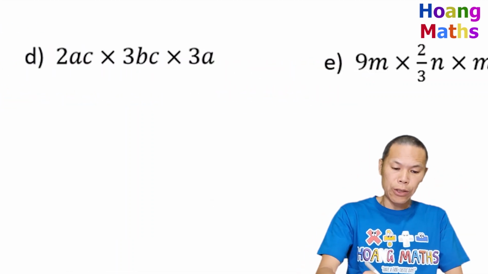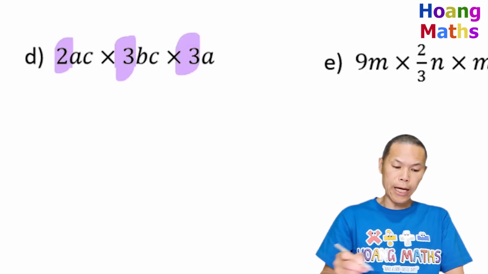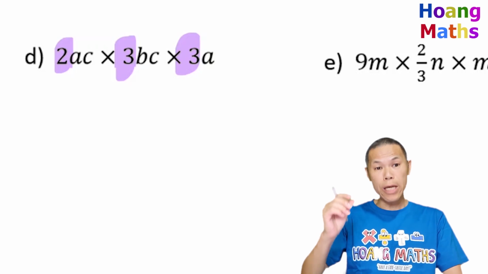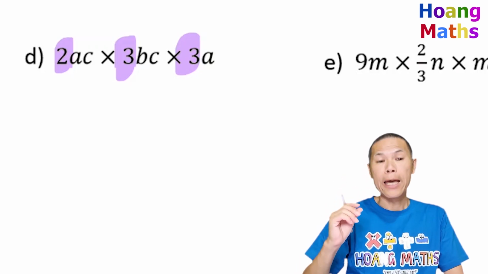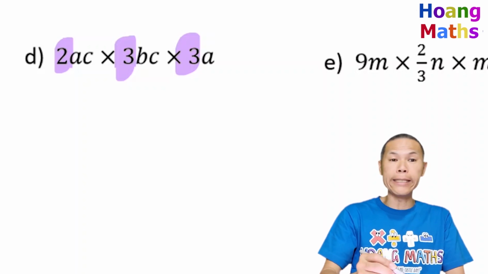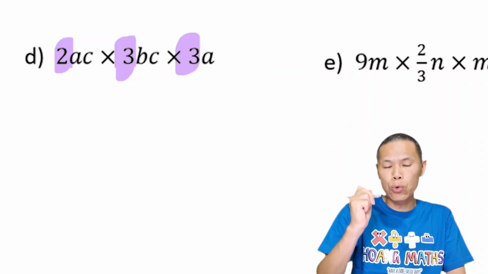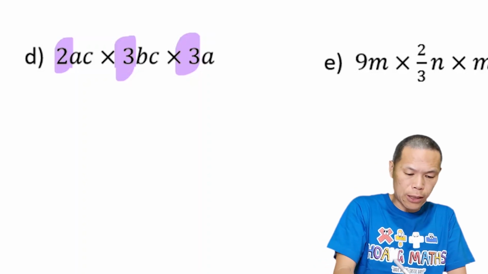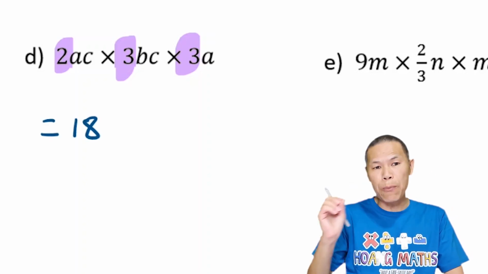Part D. So we have the numbers here, here, and here. So we have 2 times 3 times 3. And 2 times 3 is 6. And 6 times 3 is 18. Again, you can just put it in a calculator if you wish. Just go 2 times 3 times 3. The answer should be 18. So there you go.